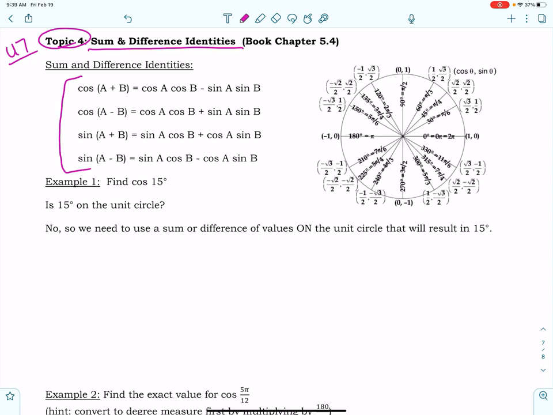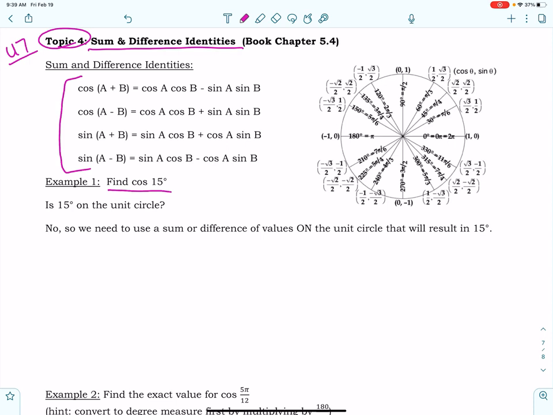So why do we need these, Miss Griggs? Well, sometimes I want to know something about a value that's not on the unit circle. Like, for instance, find cosine of 15 degrees. What would it equal? Now, I know we could plug it in the calculator, but this is a practice in using your sum and difference identities to manipulate this so that we can write it as an exact value rather than a decimal value. Okay, so find cosine 15.